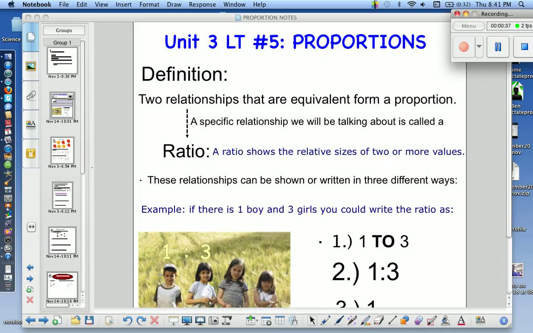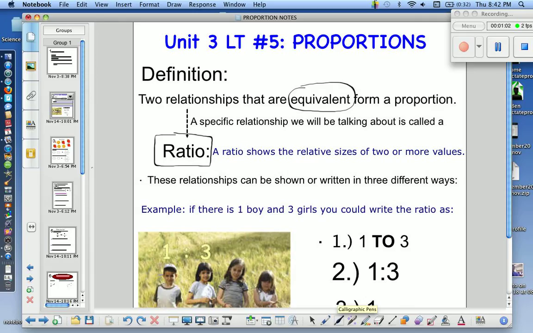Okay, so the definition we're going to start off with is dealing with ratios. Proportions: we have two relationships that are equivalent, and if they are, then they form a proportion. This word equivalent is really important, so make sure you circle that. A specific relationship we will be talking about is called a ratio, so make sure you put a box around the word ratio. A ratio shows the sizes of two or more values. There are three different ways a ratio can be shown or expressed, so make sure you circle 3.